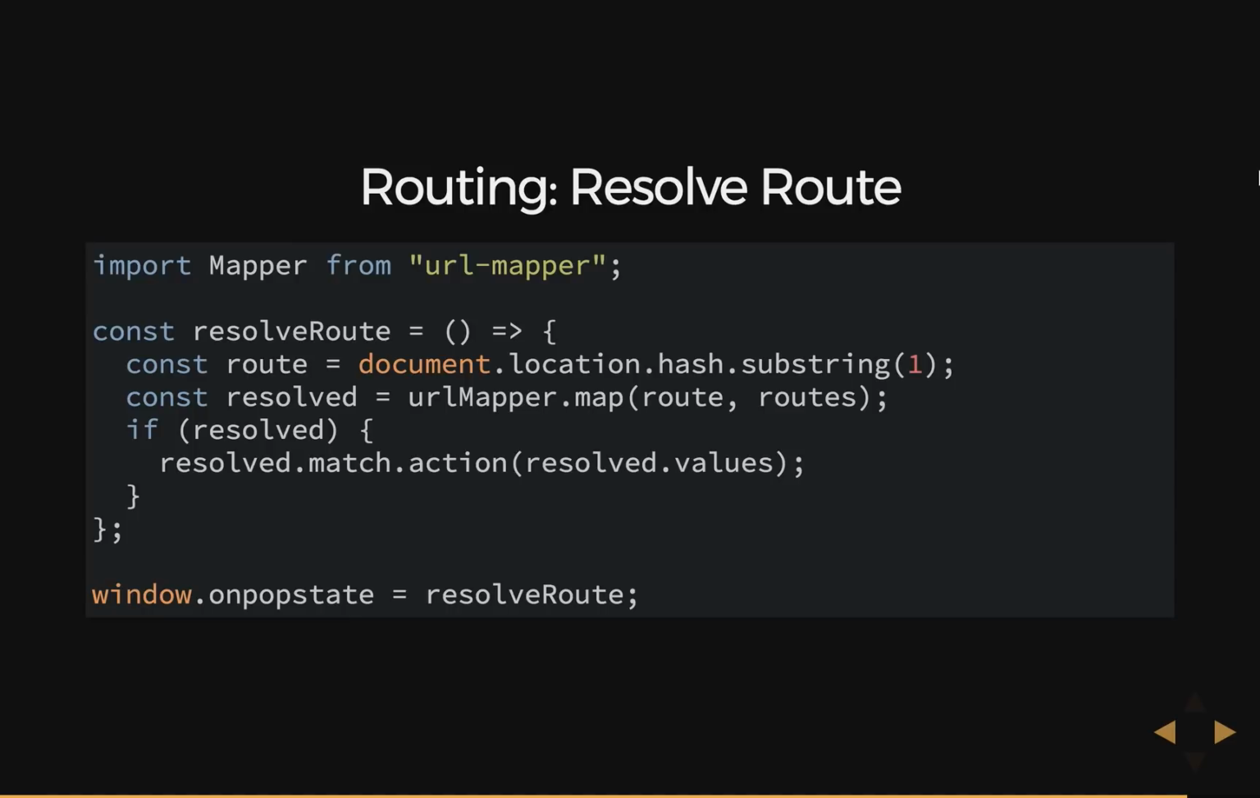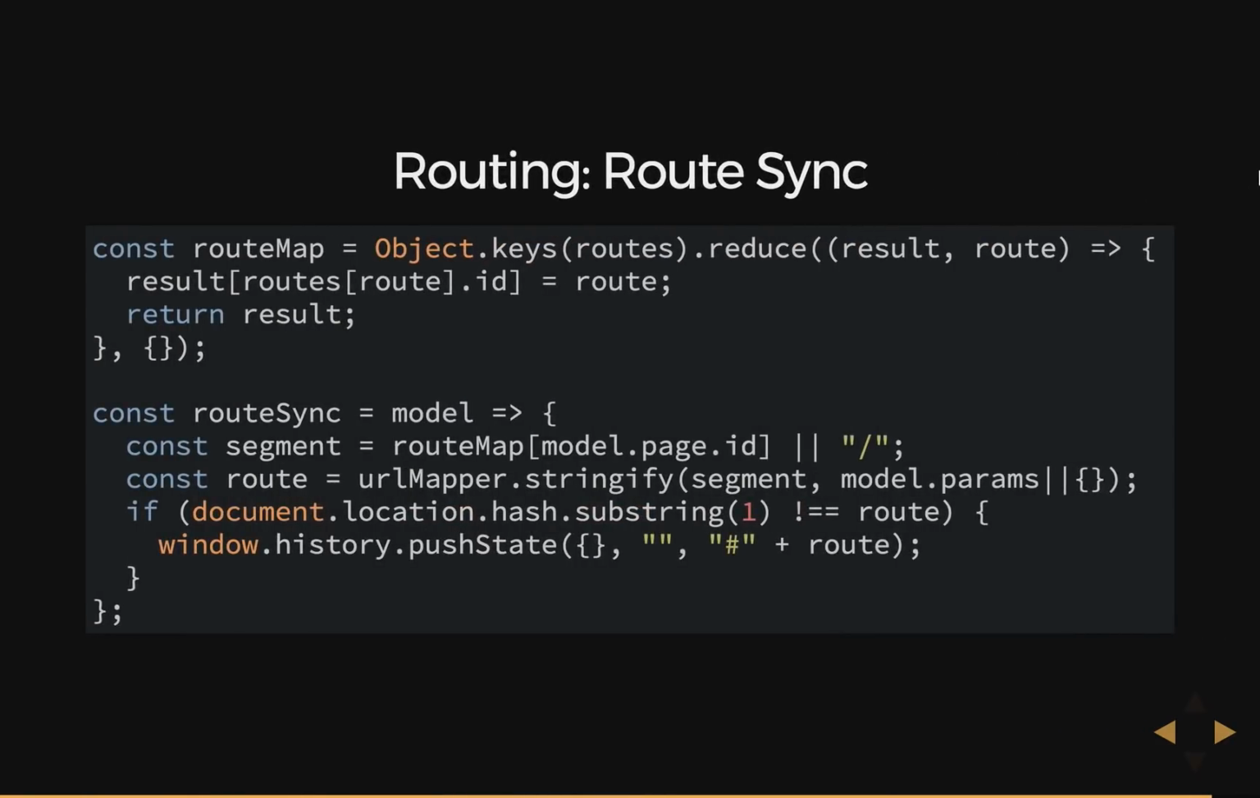Finally, we associate our resolve route function to window.onPopState, and that will ensure that a function gets called every time the URL changes. Now that works, but the only problem is that if we navigate to a page with an action, the URL in the browser's location bar will not match. It's easy to fix though.